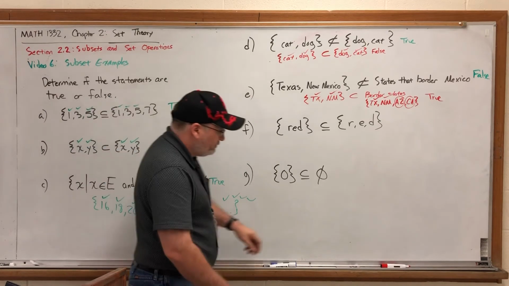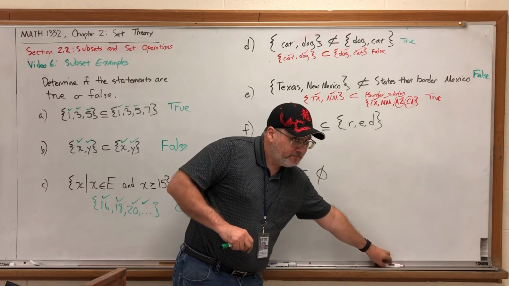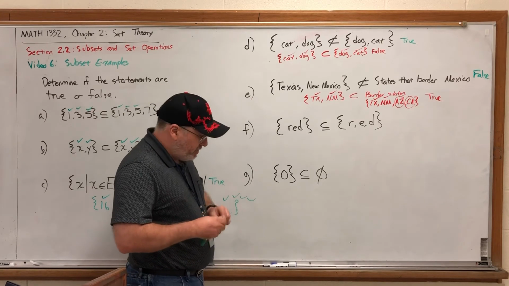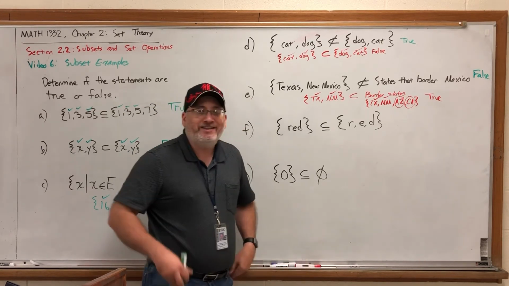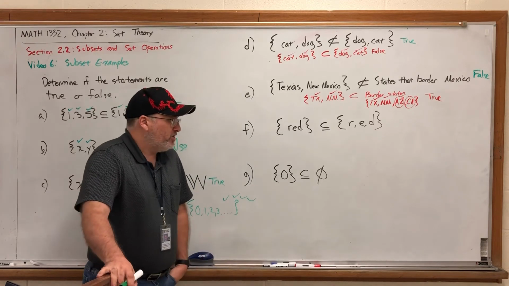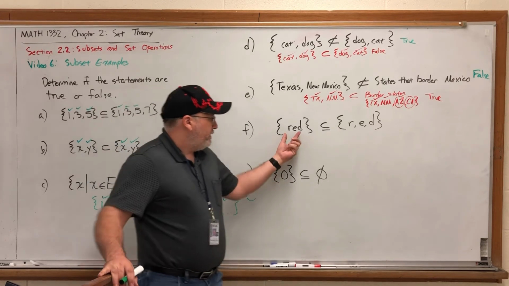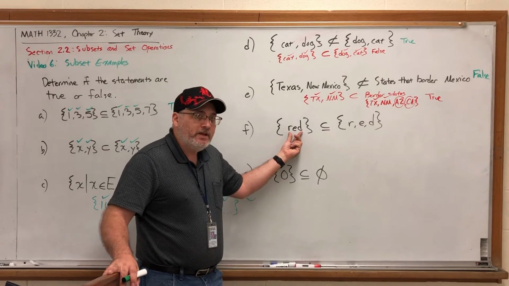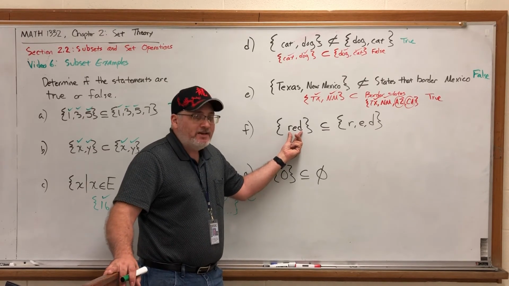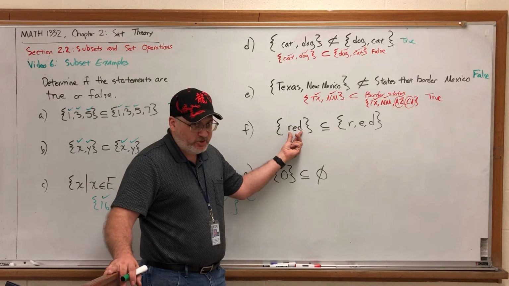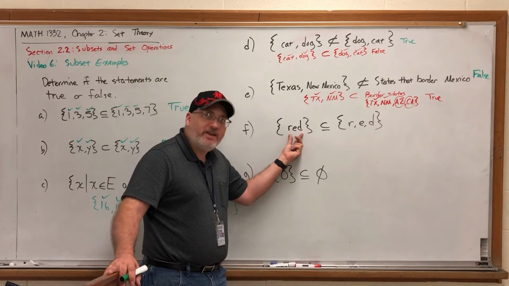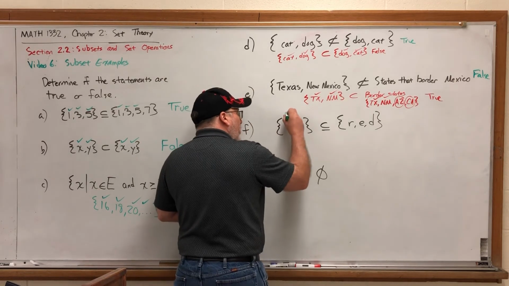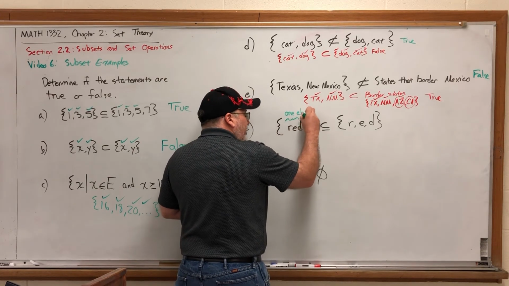Example F. This one's tricky. The set containing the word red is a subset of the set containing the letters R, E, and D. It brings up the question, is this one word or is it three letters? In the context of a set, elements are separated by commas. Relative to this first set, this is one element, the word red.